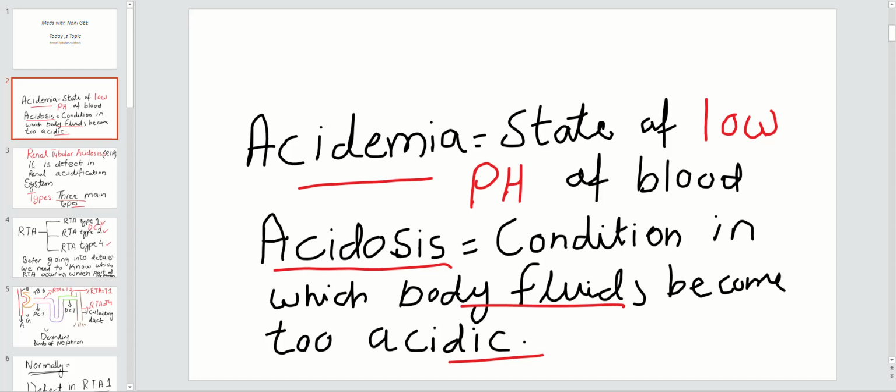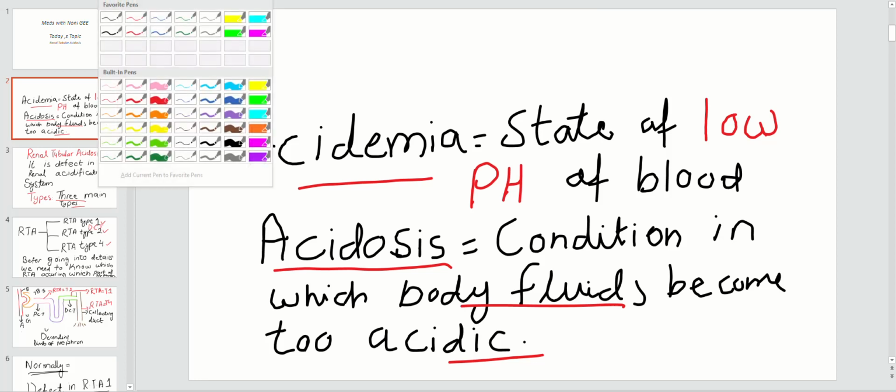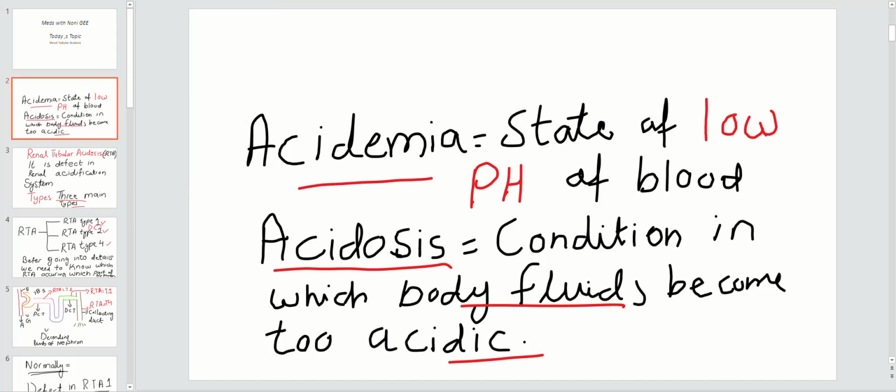The first terminology is acidemia. What does acidemia mean? Acidemia means low pH of the blood. The state of low pH of the blood is called acidemia. Then what is acidosis? Acidosis is the condition in which your body fluids are becoming acidic. So these are the two terminologies, acidemia and acidosis.